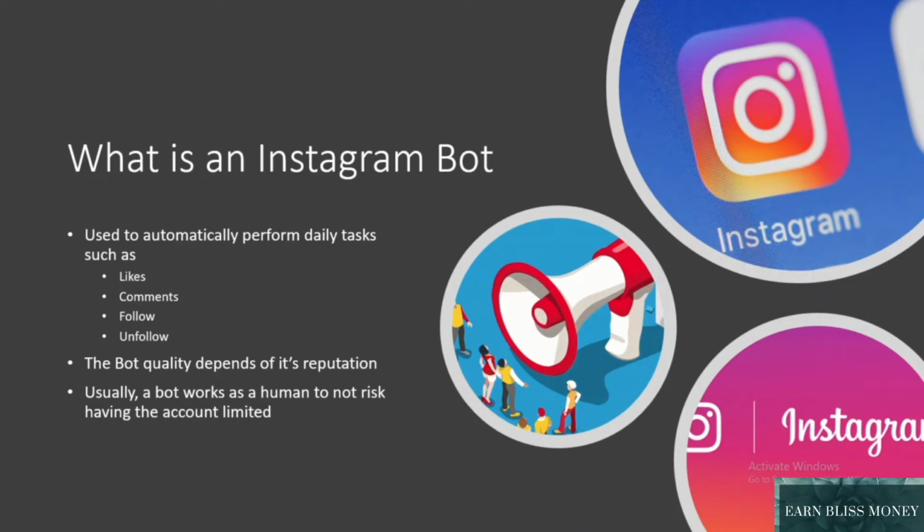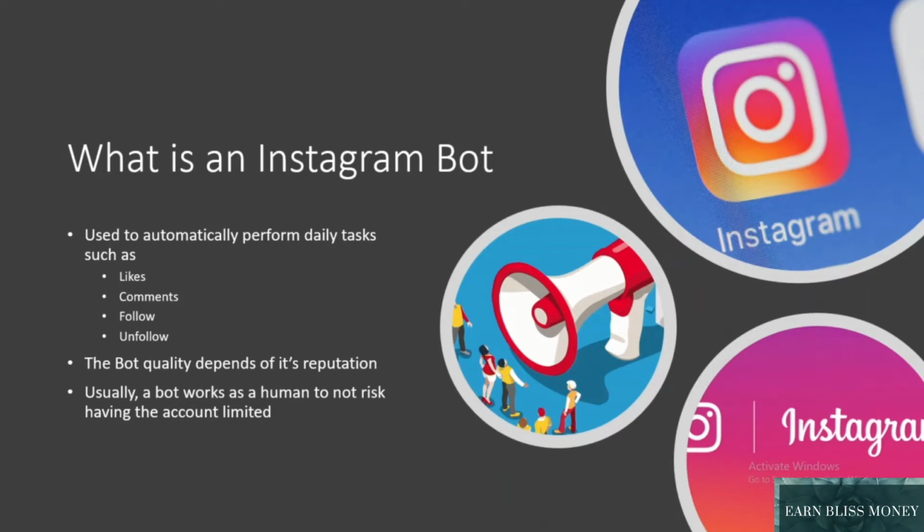It can comment, so it can be used to write comments on different posts. If you check out different Instagram posts, you will sometimes see comments that don't look that human, or you see the same comment on different posts. The majority of the time, those are bots. People are using those bots to drive traffic to their Instagram account. It can also do different tasks such as follow or unfollow.